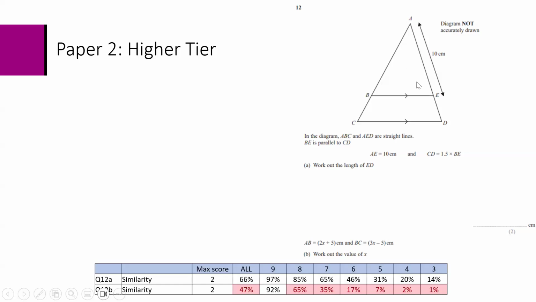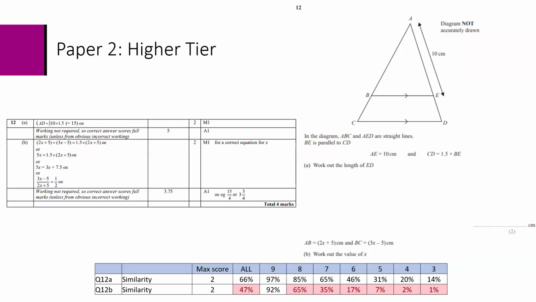So a lot of students applied the scale factor here to 10 to work out AD, but neglected to work out ED. And I think part B, again, if you're looking at the results of students, I think part B is a nice grade 8, 9 discriminating question. If you're a bit unsure of the kind of grades that a student might be working towards, I think that's a nice question to help sort them out. There's the full mark scheme. It's a lovely question to go through.